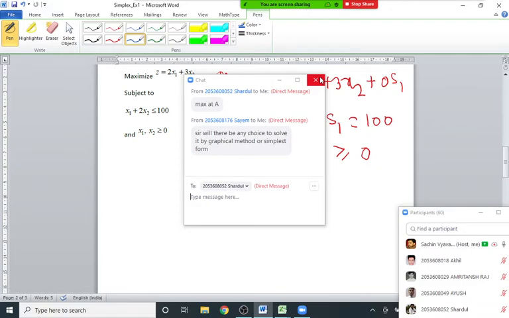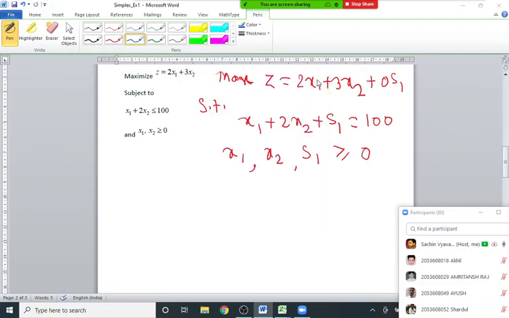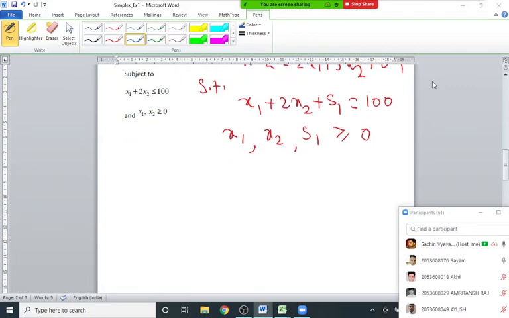Sir, will there be any choice to solve it by graphical method or simplex form? No. Okay, so Sayam is asking, can we solve this problem by graphical method in the exam? If in the exam the question is to solve the following LPP by simplex method, it is compulsory to solve it by simplex method. If you solve it by graphical method, you will not get marks there. The question comes for 5 marks, and you should complete it by simplex.